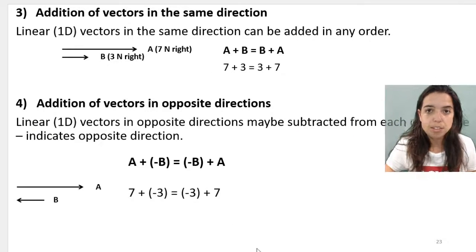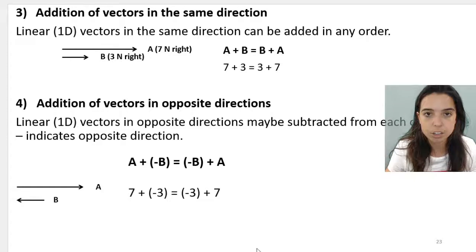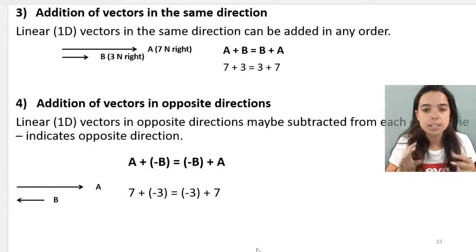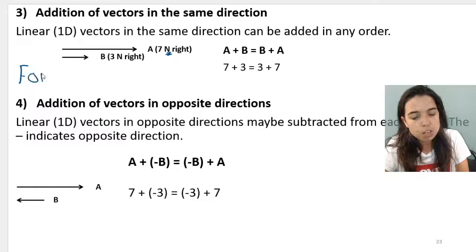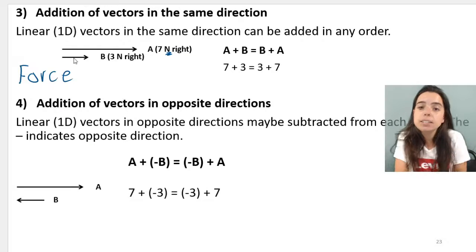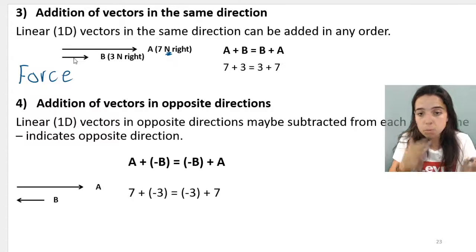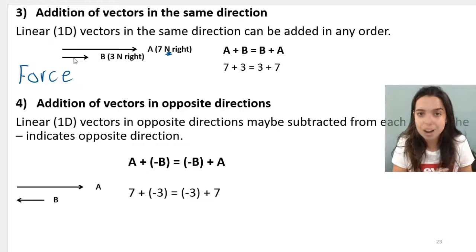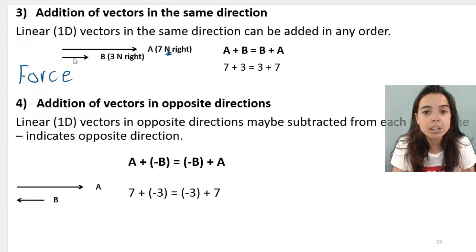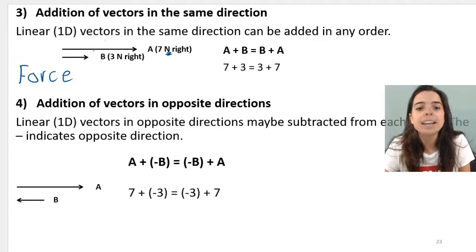Addition of vectors in the same direction. So if we have vectors going in the same direction, we can add these together. We see that vector A is 7 newtons. Remember, newtons is a force vector. So someone pushing a box with 7 newtons to the right, and then a different person maybe pushing the same box with 3 newtons to the right. Same direction, so I can add them.